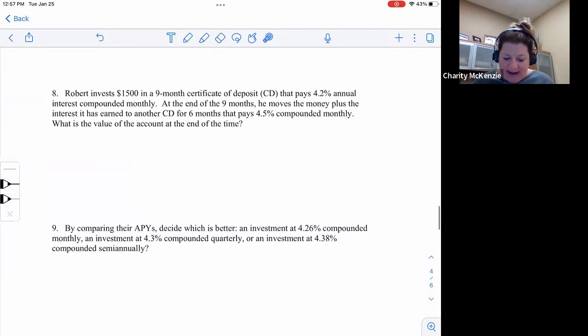Problem 8 says Robert invests 15,000 in a 9-month certificate of deposit, and it is compounded monthly. You know, most CDs are simple, but that's okay. At the end of the 9 months, he moves that money plus the interest he earned into another one. So basically, you have to calculate the first one, get your answer, and use that amount to put it into the next one. Is one way. The way they do it here too is you could also, well, add them together.